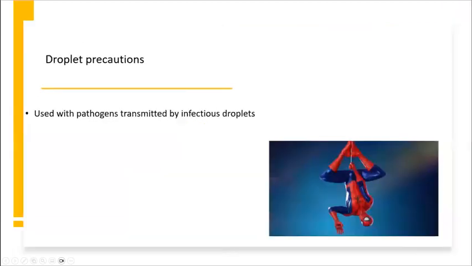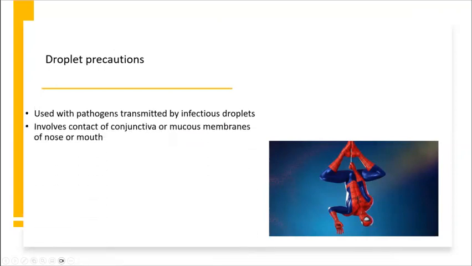With droplet precaution, so again, you want to remember Spider-Man dropping from the roof. That was an iconic scene in the movie. So that's Spider-Man dropping from the roof, droplets. Okay, so with droplet precaution, it's used with pathogens that are transmitted by infectious droplets, droplets that are larger than 5 microns. And it involves contact of the conjunctiva or the mucous membranes of the nose or the mouth. Transmission happens during coughing, sneezing, talking, or during procedures like maybe when you are suctioning the patient or during bronchoscopy.